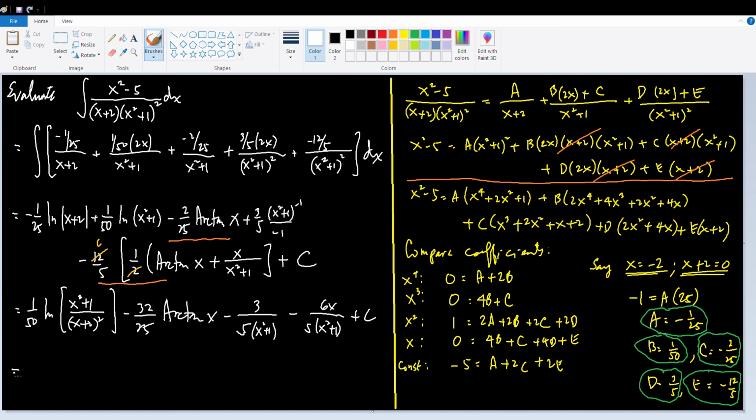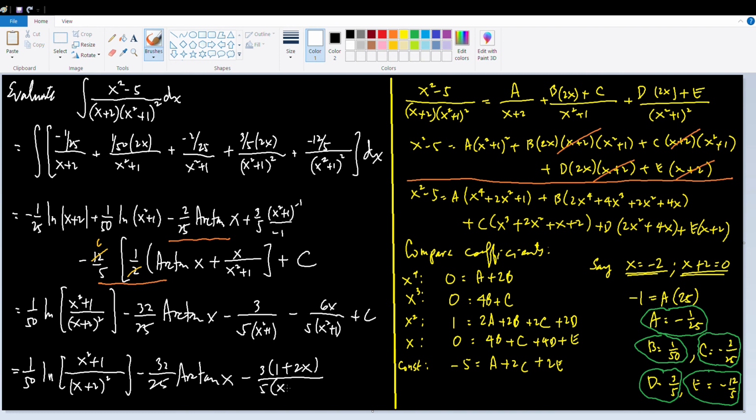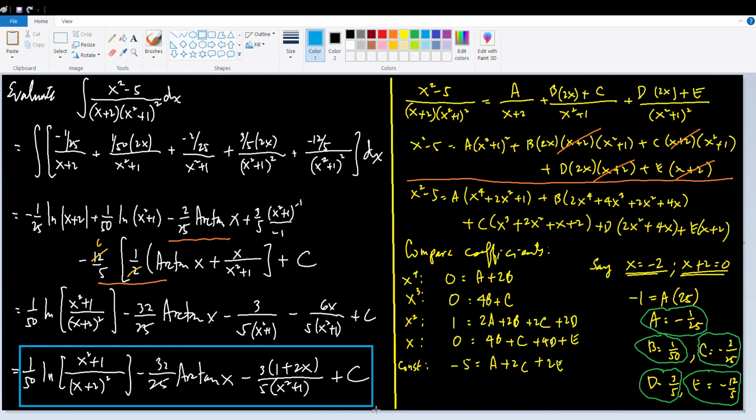And so the final answer will be in the form 1 over 50 ln of x squared plus 1 all over x plus 2 squared, minus 32 over 25 arctangent of x, minus, we can factor negative 3, that will be 1 plus 2x all over 5 times x squared plus 1, plus c. So let us box our final answer there.